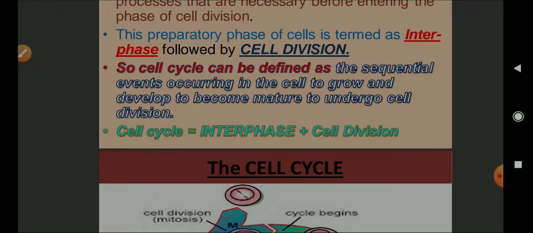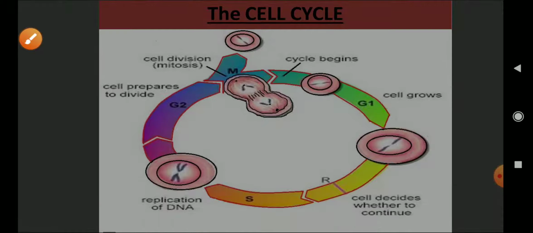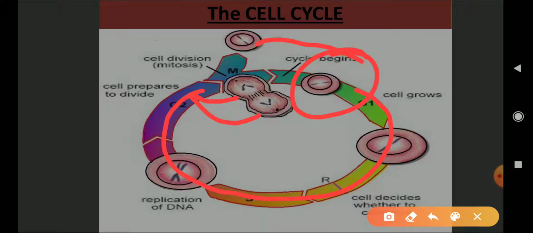Interphase. The preparatory phase is the interphase. Interphase is known as the preparatory phase or growth and development phase. I hope you understood. And then it is followed by cell division. So interphase plus cell division is equal to cell cycle. This is how it looks. From here, this part, the cell begins to grow, and then it divides into two. Then the new cell which is formed goes again back into the cycle. This is how it takes place.